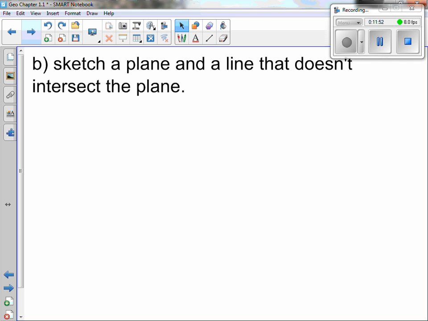Sketch a plane and a line that doesn't intersect the plane. So if it doesn't intersect, it doesn't what? Cross it. Have any points in common? Give this one a try.